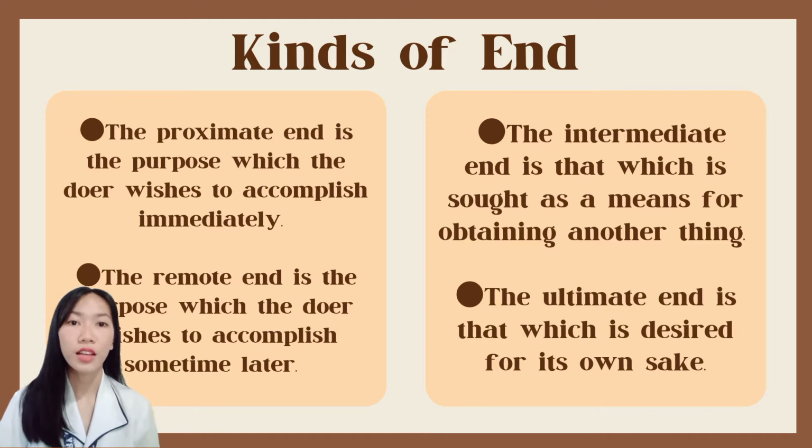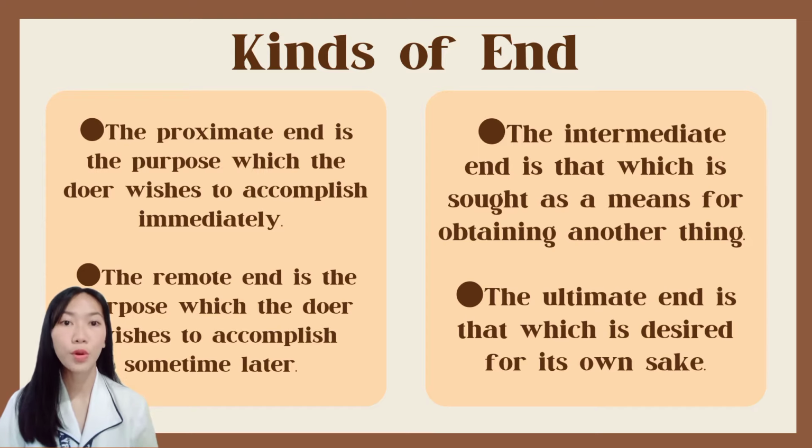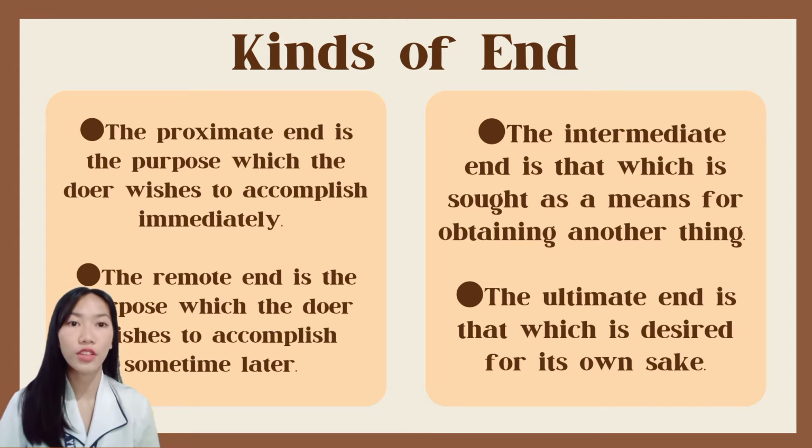For example, the proximate end of eating is the satisfaction of hunger, and its remote end is the promotion of one's health. The intermediate end is that which is sought as a means for obtaining another thing. The ultimate end is that which is desired for its own sake. The intermediate end may either lead to another intermediate or to an ultimate end. The ultimate end completes an act and stops further activity.